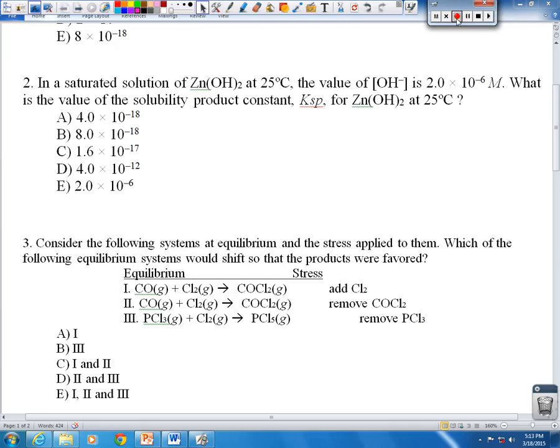Here we go. So in a saturated solution, again, what did we just say about this? At equilibrium, which means the rate of the forward equals the rate of the reverse, so the concentrations remain what? So concentrations are constant. Okay? For a solution of zinc hydroxide at 25 degrees Celsius, the value of OH minus is 2 times 10 to the negative 6. What is the value of the solubility product constant for zinc hydroxide? This is a good question.